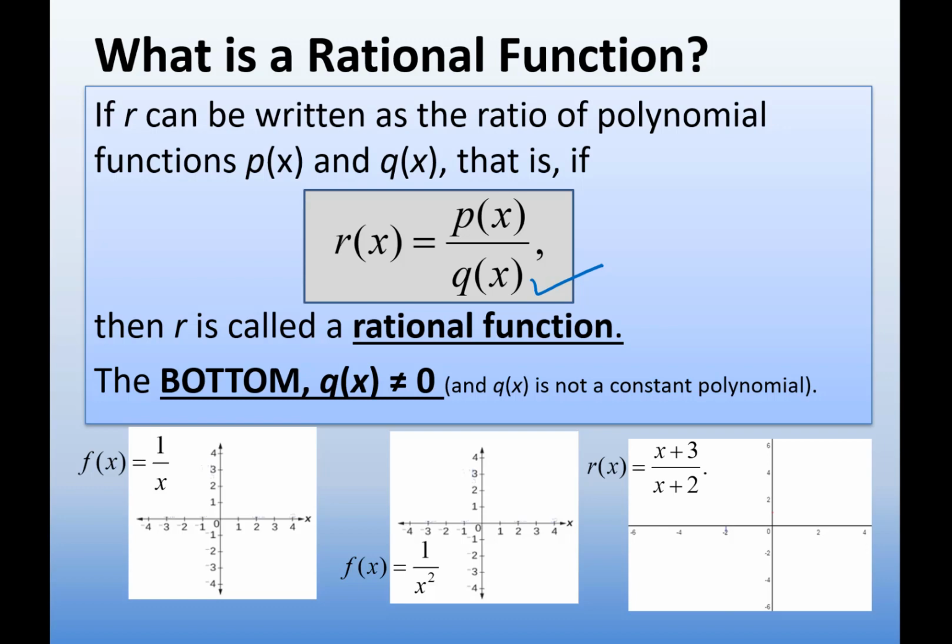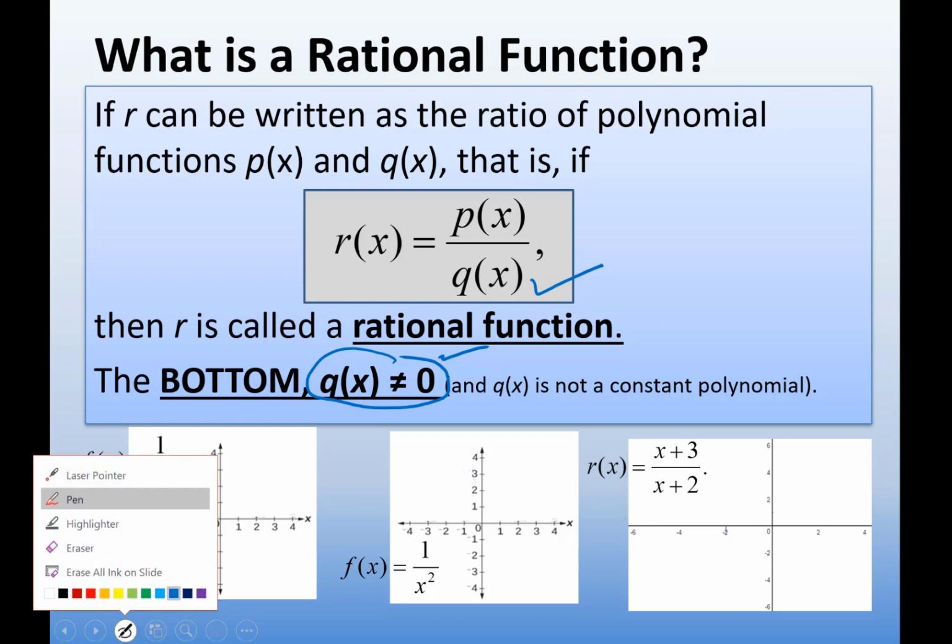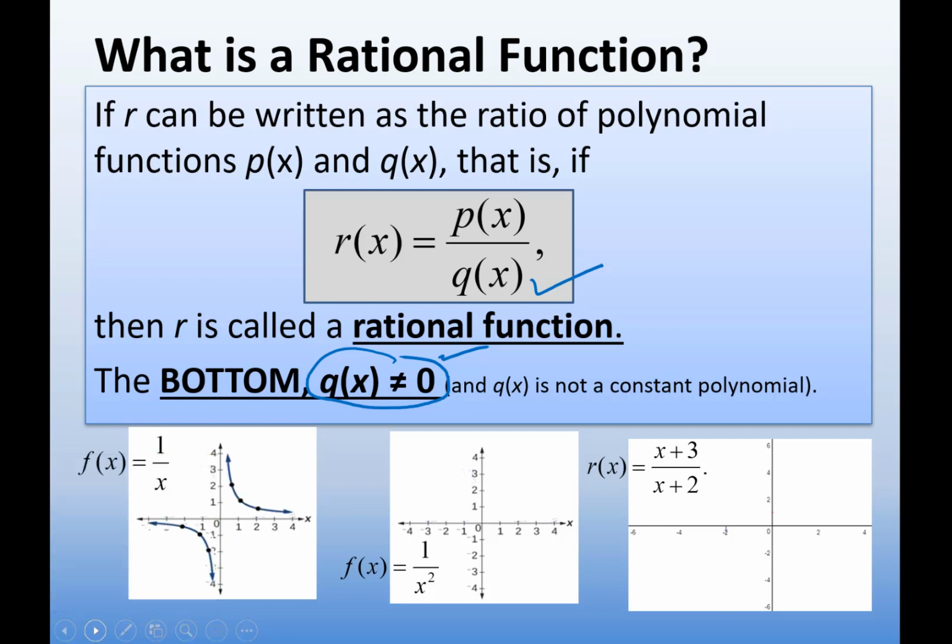So it's important to realize that we have restrictions here. The denominator cannot be 0. Here's a couple of examples of what rational functions look like. 1 over x. Notice how it's broken here. Here's another example, 1 over x squared. There's kind of a break here. We're going to talk about these breaks.